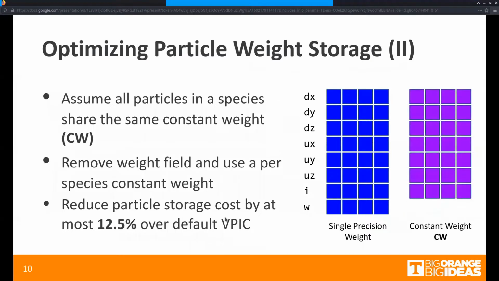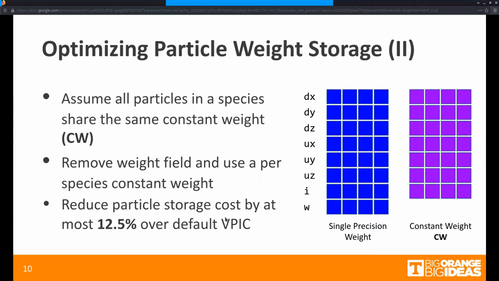Next, let us make a stronger assumption. Suppose particle weight never changes during the simulation. This means we can remove particle weight entirely and use a constant weight. This reduces memory usage by up to 12.5% compared to default VPIC.